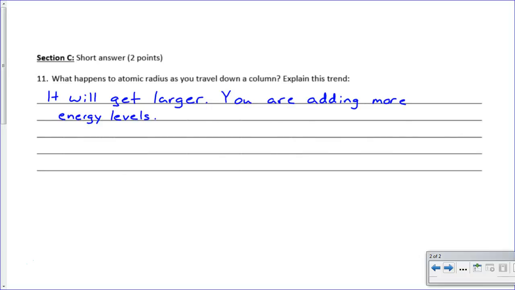So there are essentially only 6 questions that I'll probably ask you here. I would ask you for the group trend or the period trend for one of the 3 different properties that we're talking about. So atomic radius, electronegativity, and ionization energy. And I'd ask you what happens as you go down a column, or what happens as you go across a row. What happens for any of those different things, and you'd have to explain why that trend exists. So make sure that you're familiar with the different rules for why the different trends exist, because I'll likely ask you a similar short answer question when we go through this.